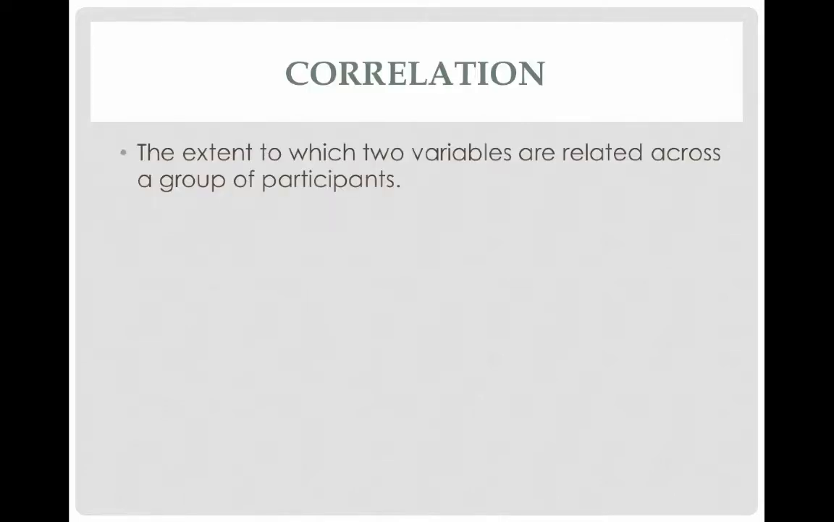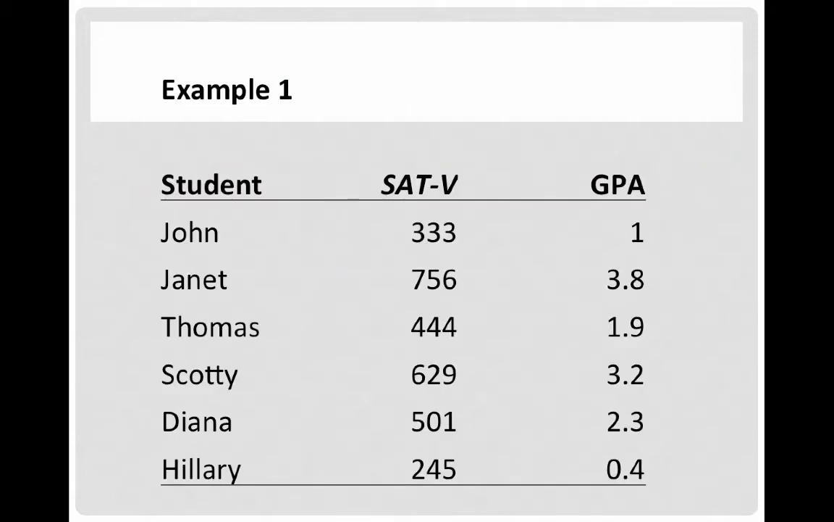So what is correlation? Correlation refers to the extent to which two variables are related across a group of participants. Okay, so make sure you understand that basic definition of correlation. So let's look at an example.